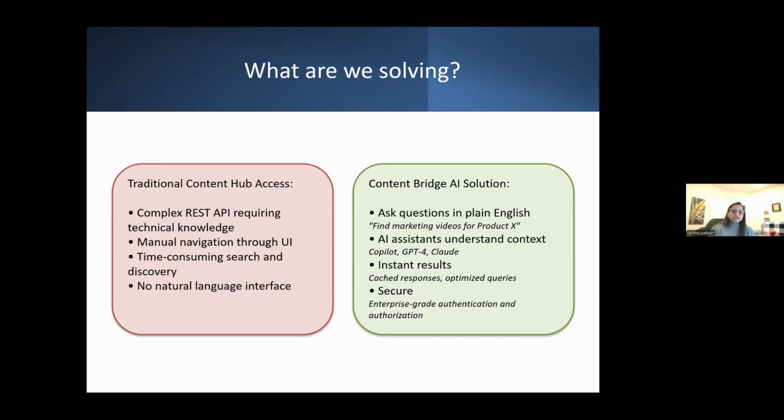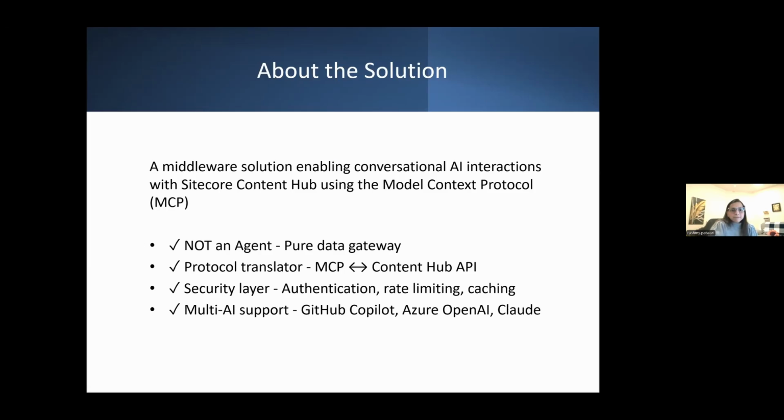So this MCP server enables us, like we saw in the demo, to use plain English, conversational language, and query content from Content Hub. When it is enterprise grade, we need authentication, authorization, different levels of security. We need to follow industry standards. I will go over all of those. This MCP server itself, the Content Bridge AI solution, is not an agent itself, but it enables agents. Right now it is merely translating the protocol between Content Hub API and MCP.